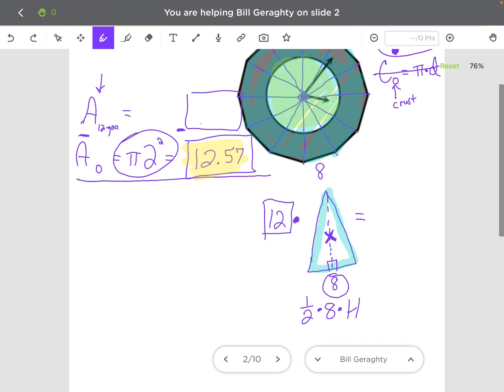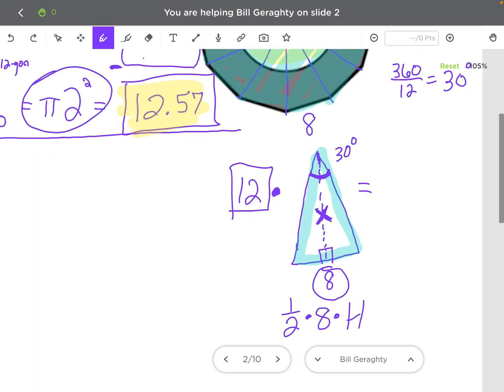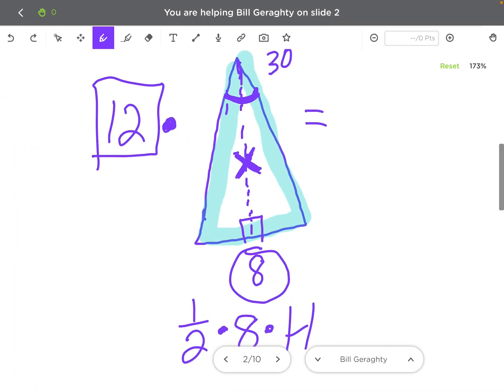So in order to do that, we are going to figure out how big the central angle is first, right here. So I'm going to start by doing 360 divided by 12, and that gives me 30 degrees. And what that does is it tells me that one of these angles up here is 30 degrees. Now, when I dropped that little dotted line, if you remember, it cut that 30 degrees in half. So this side is 15 and this side is 15. And then it also split the 8 up to 4 and 4.